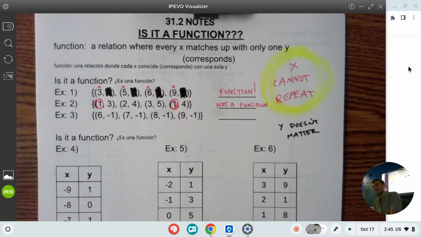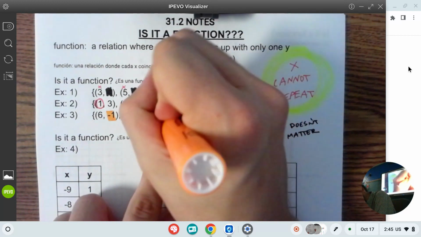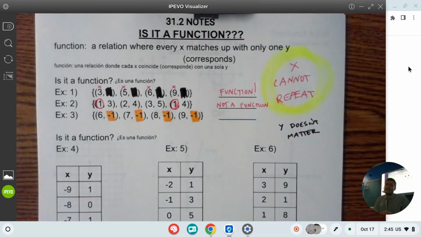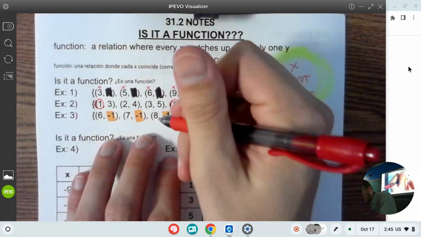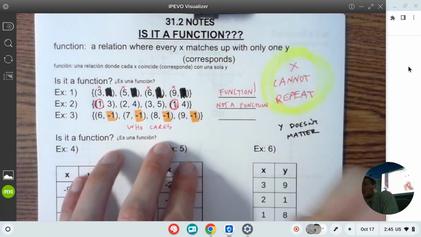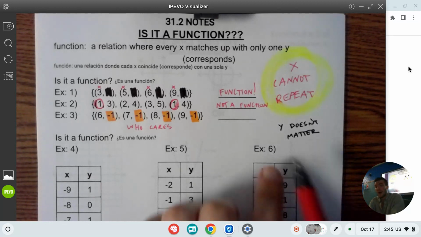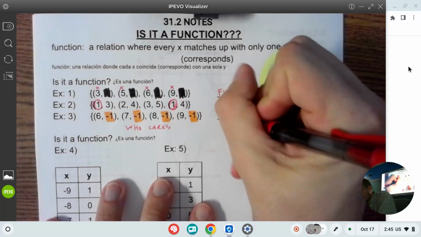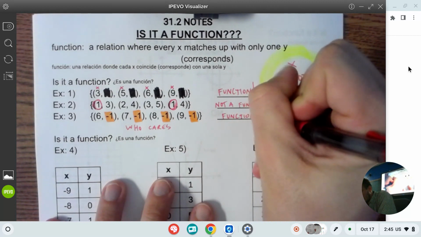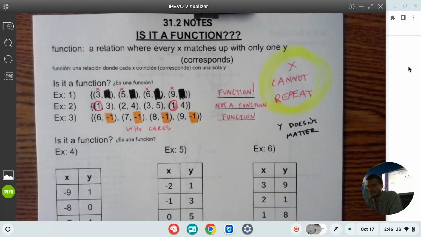Now, example number 3, I want to highlight something for you. -1, -1, -1, -1. That's a whole lot of repeats, right? But y doesn't matter. Exactly. But who cares? Because y doesn't matter at all. Don't be one of those kids who raises their hands and says, but the y is repeating over and over again. The y's don't matter. This is still considered a function because we have 6, 7, 8, 9. No repeats at all. 6, 7, 8, 9.